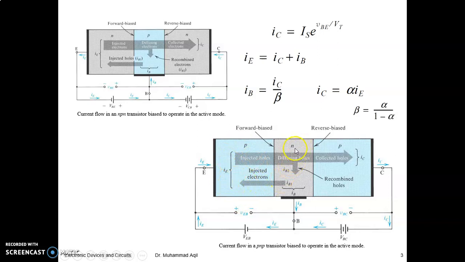Because this base is thin, a small amount of this emitter current will be collected at the base. The remaining huge part will be collected at the collector because of the negative attraction for the positive holes, right? So it will be swept across this junction, even though it is reverse biased. So all these formulas will be applicable for this PNP transistor as well. But remember here you should be having VEB, right?